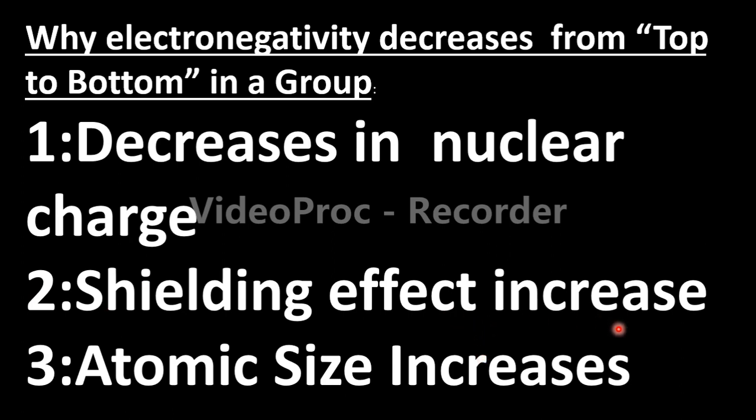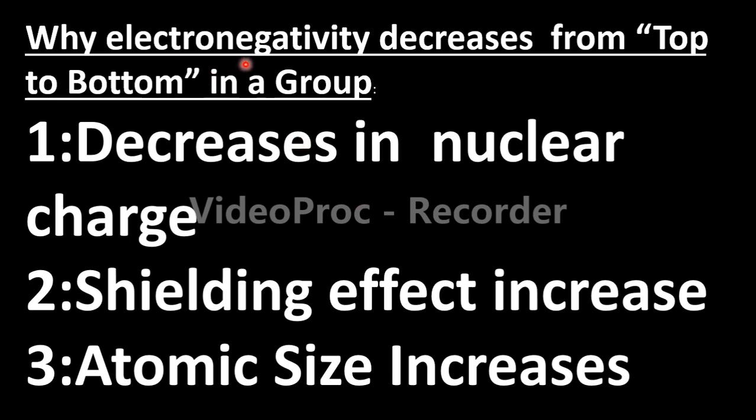So this shielding effect increases due to the increase in atomic size. Due to the increase in atomic size, the nuclear charge decreases, and due to the decrease in the nuclear charge, the electronegativity decreases from top to bottom in a group. As we all know, the atomic size increases due to the increase in the number of shells. When the number of shells increases, the holding between the nucleus and the valence electron decreases. So that's why electronegativity decreases from top to bottom in a group.